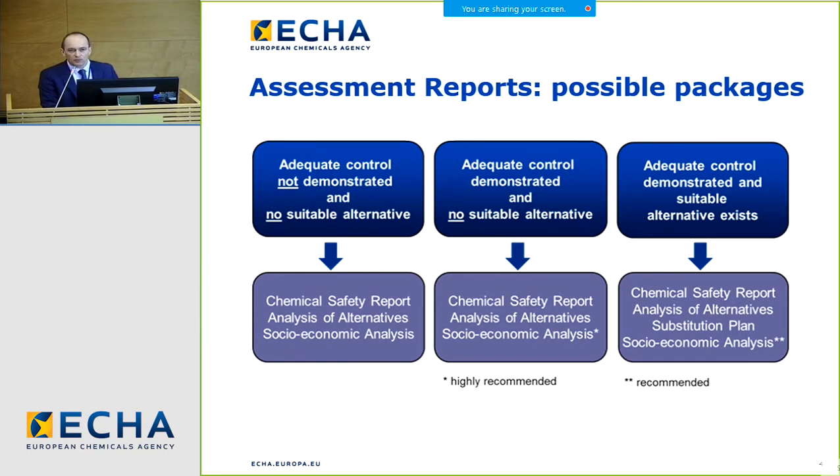And the third scenario is where adequate control is demonstrated and there are suitable alternatives. Suitable alternatives means that they are economically feasible, technically feasible, and they are safer. So they must meet these three conditions. Under this last option, you provide the chemical safety report, the analysis of alternatives, a substitution plan, and we also recommend that you provide a socio-economic analysis because again, RAC may not agree with your conclusions on adequate control.